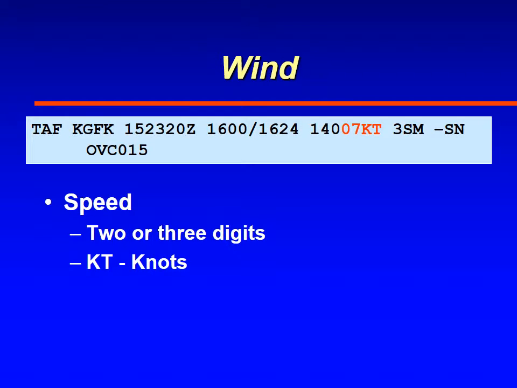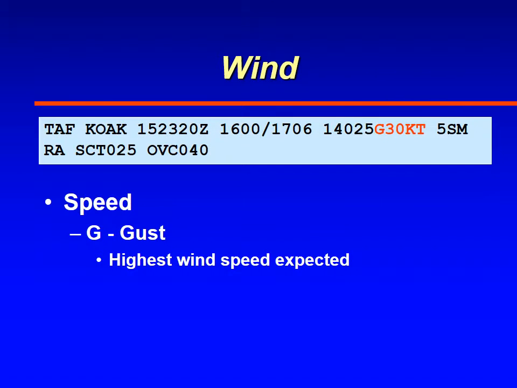The wind speed may be either 2 or 3 digits, depending upon how strong the wind is. I have never seen 3-digit winds forecasted, winds of more than 100 knots. Of course, here in the U.S., we forecast our winds in knots. If you're flying internationally, you may see meters per second. That's very common in Eastern European countries. And then they will also forecast gusts, which is the highest wind speed expected during that period of time.